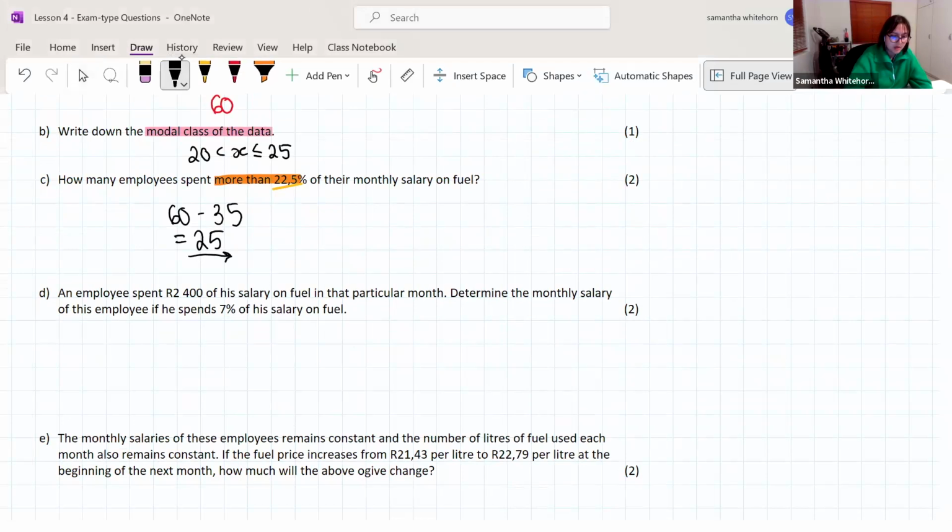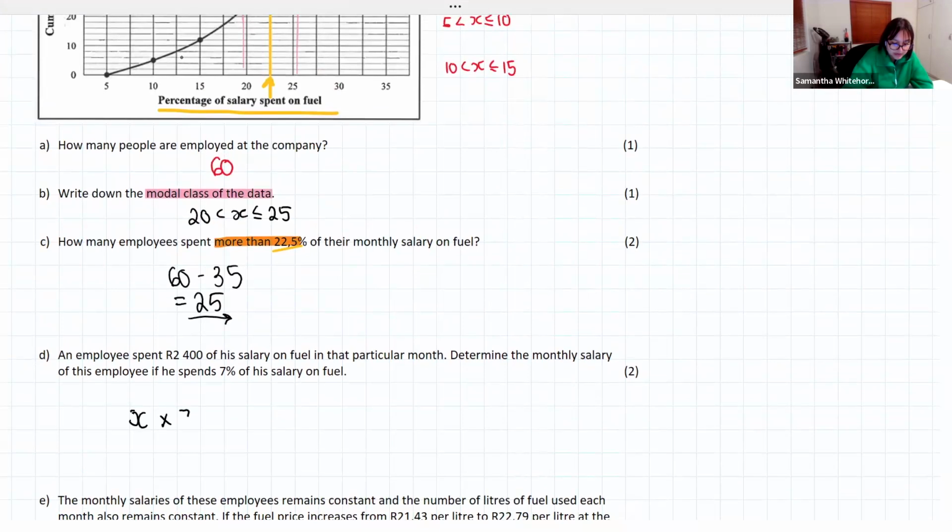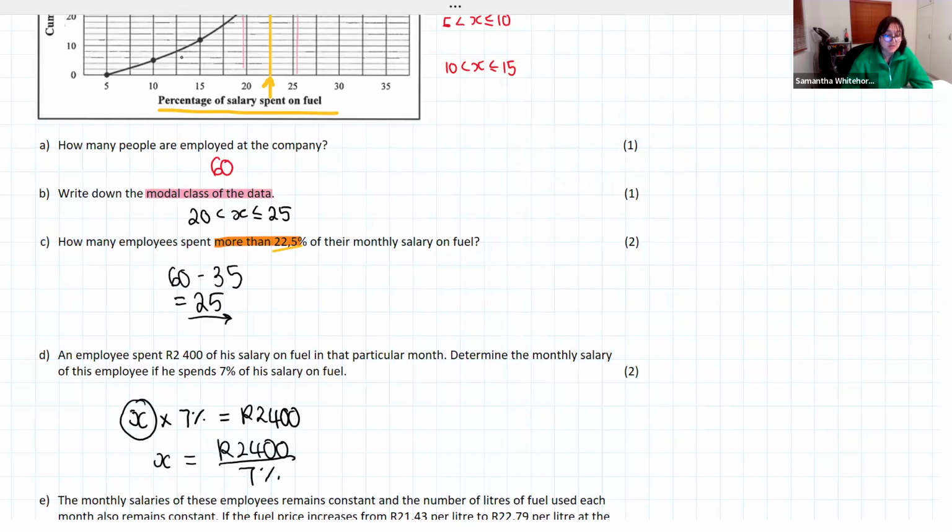We know that whatever his salary is, if we work out 7% of that, we will get 2,400 Rand. Now, this is going back to your grade 8, grade 7 percentages. So what that means is if I want to work out the salary, I would need to say 2,400 Rand divided by 7%, just basic inverse operations. So you want to divide by 7%, and so X is equal to 34,285 Rand 71 cents.